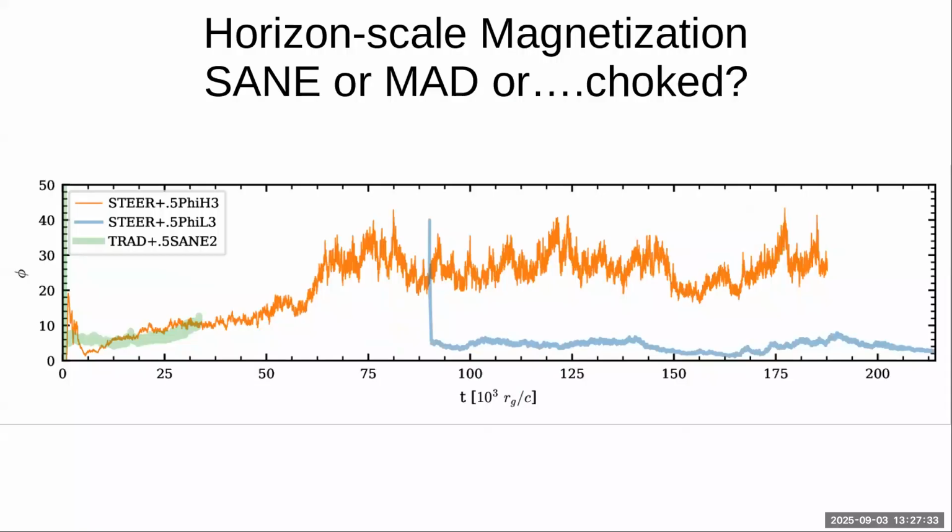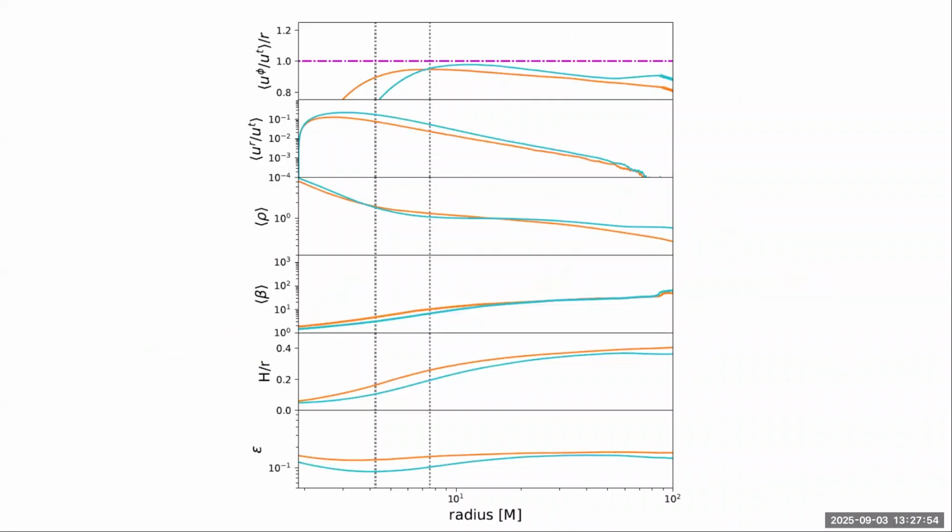This is the equivalent plot, but for the normalized phi parameter. You can see 30 is about half of the 60, which would be MAD for a thick disk, and then this lower value. You'll notice it seems very stable. Over 10 times the length, would this reach the MAD state or drop down? I don't know. I think it's a very interesting question.